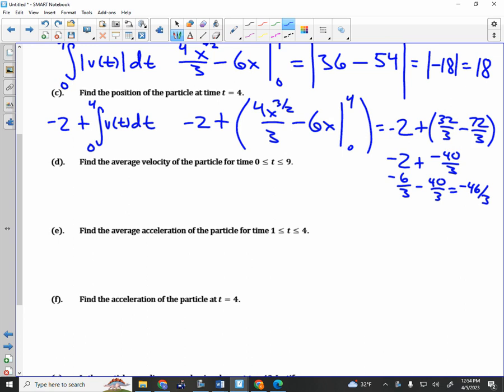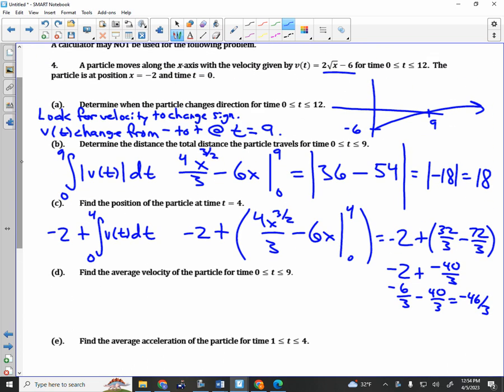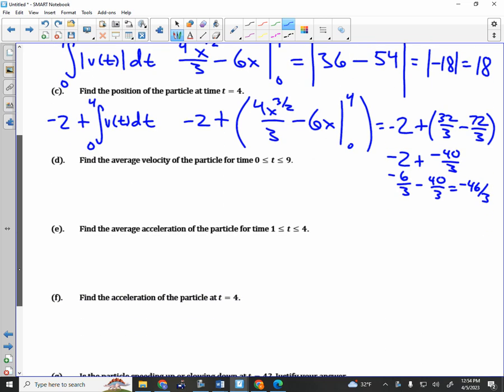That's its current location. Is that further to the left from -2 or further to the right? It's further to the left. Does it make sense that it would be further to the left? Because the velocity right here, is it positive or negative? It's negative, so that means the particle is traveling to the left. It's below the x-axis, so it's traveling that way. So we should get something further that way.